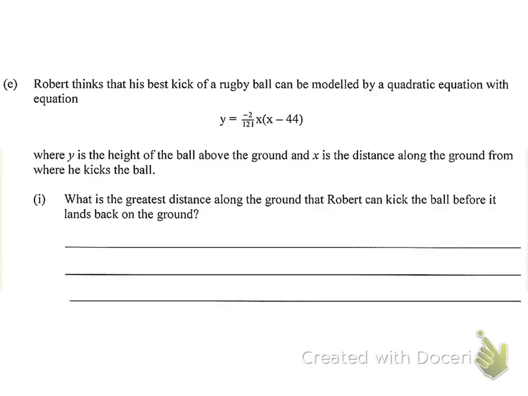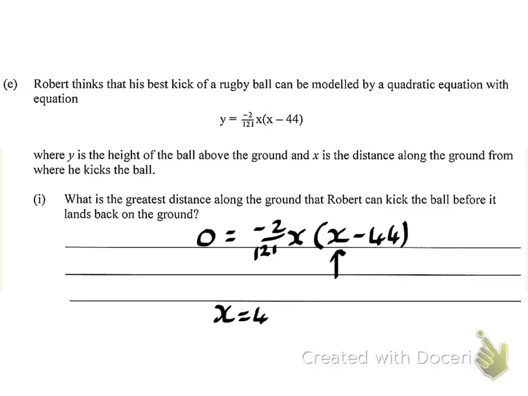Now y would have to be 0 because that's the height above the ground. So what value of x makes this bracket 0? X equals 44. So he can kick it along the ground 44 meters.